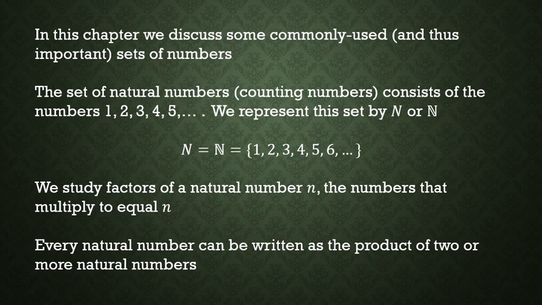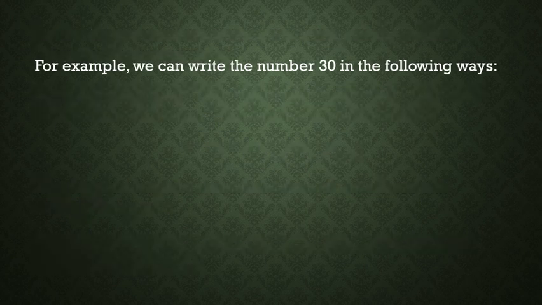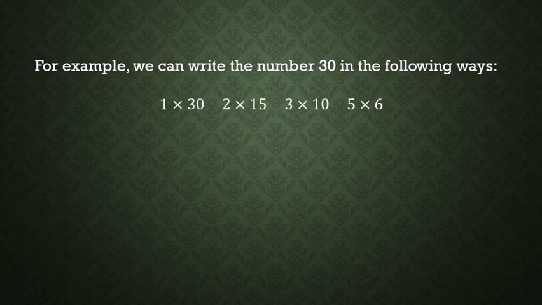And every natural number can be written as the product of two or more other and smaller natural numbers. Once we get a little bit later on in this video and we learn some other terms and their definitions, we're going to tweak this statement just a little bit. But for now, every number can be written as the product of two or more natural numbers. For example, we can take the number 30 and write it in the following ways. We can write it as 1 times 30, 2 times 15, 3 times 10, or 5 times 6. These are just some of the ways that we can write 30.